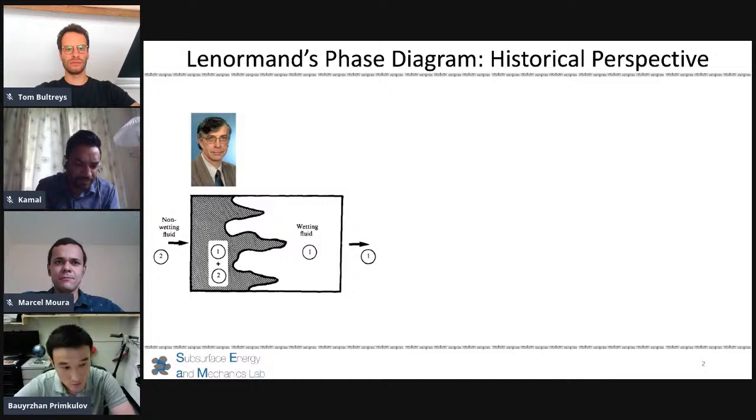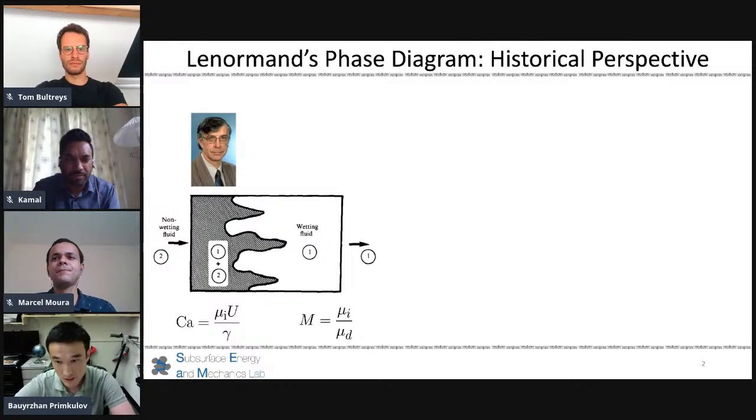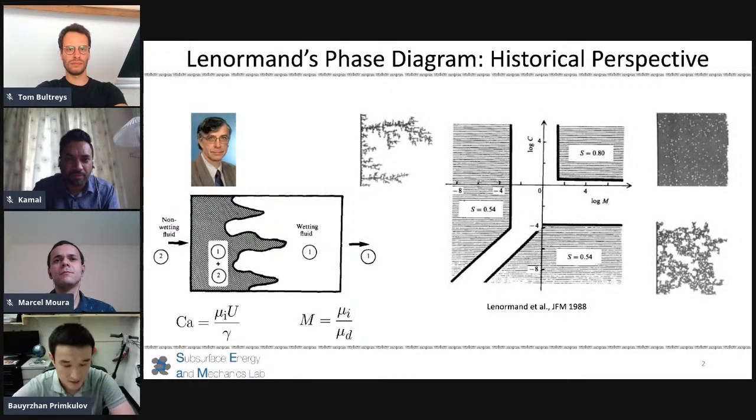Now they reduced the problem to two dimensionless numbers. One is a capillary number, which is a ratio of viscous to capillary forces. And the second one is the ratio of the viscosities of the two fluids. If you think of the problem that way, they generated a phase diagram that has been very influential since then.